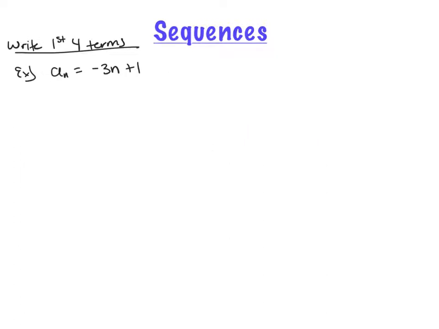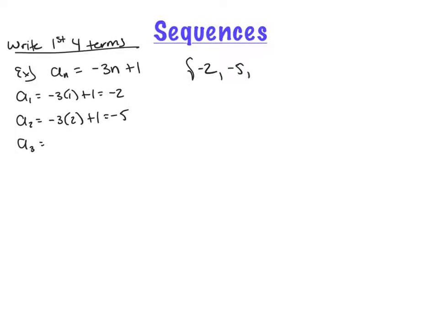Okay, let's say a sub n is equal to negative 3n plus 1, and a couple more times I want to write out the first 4 terms. So the first term, a sub 1, plugging in n equals 1, I have negative 3 times 1 plus 1 is negative 3 plus 1 is negative 2. And second term, negative 3 times 2 plus 1. Negative 6 plus 1 is negative 5. Plugging in n equals 3. Negative 3 times 3 plus 1. Negative 9 plus 1 is negative 8.